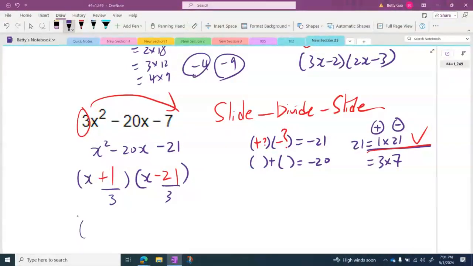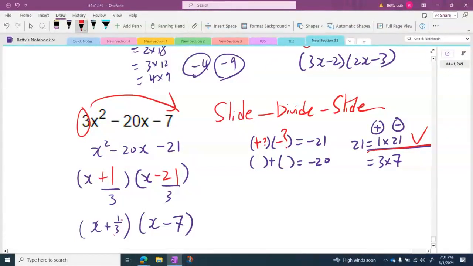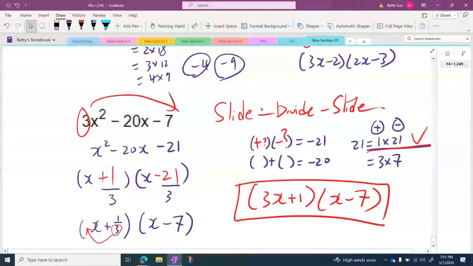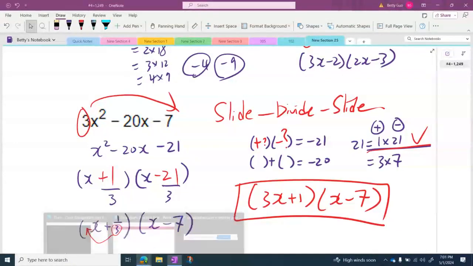Let's reduce. X plus 1/3, 1 over 3 cannot be reduced. And then x minus 21/3, that one can. 21 divided by 3 is 7. And when you still have a denominator, slide it back. So our answer is going to be 3x plus 1 times x minus 7. 3x plus 1 times x minus 7.